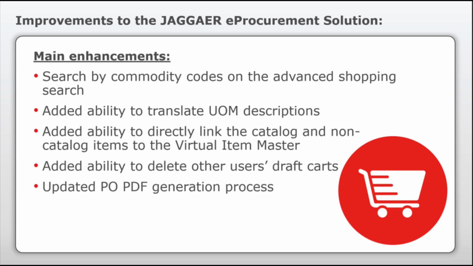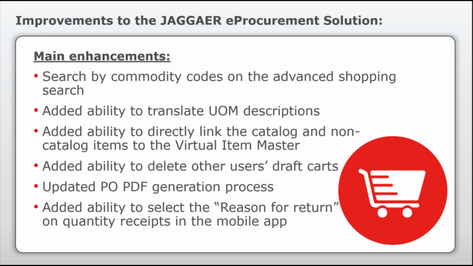We brought in an enhancement that allows us to generate a PDF for the purchase order before the purchase order is actually distributed to the supplier to support requirements where the PO must be digitally signed before it reaches the supplier. And we also included in the mobile app, as part of the quantity receipts process, the option to select the reason for return.